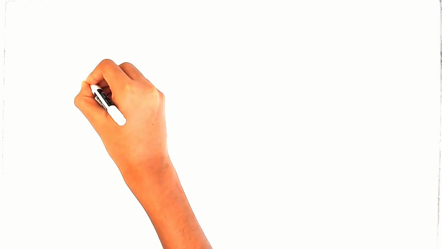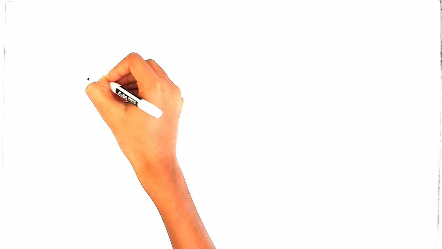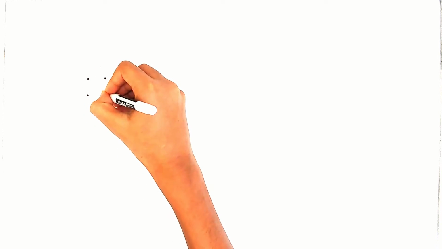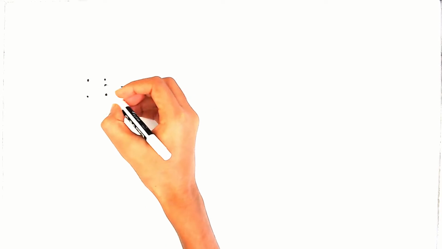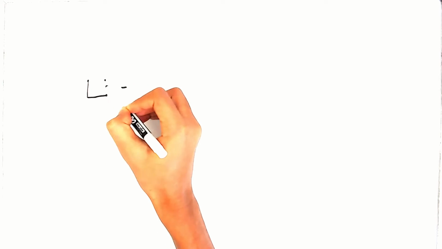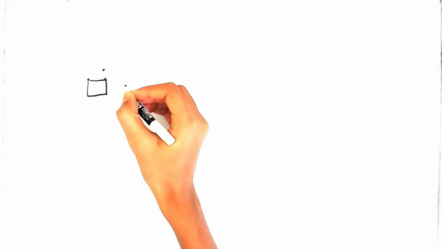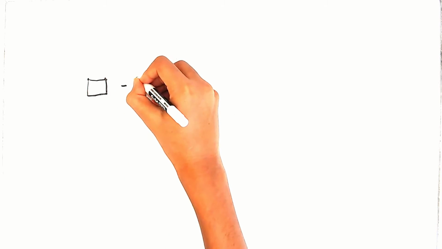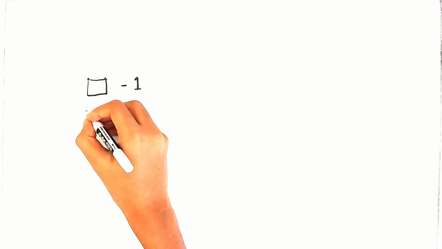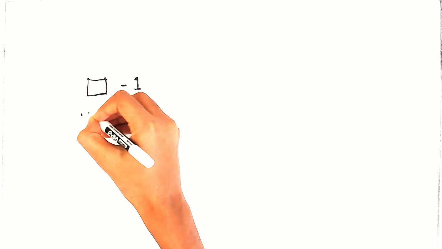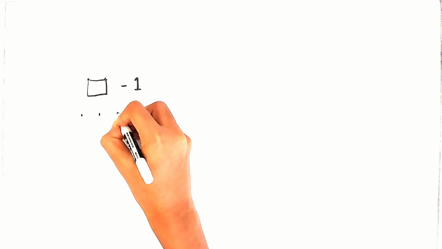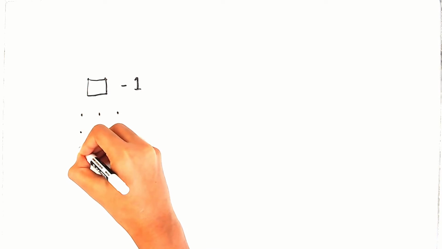So if you look here, with these 4 dots, we can only draw one square. So that means only one square. So now let's go with 3 by 3 dots.